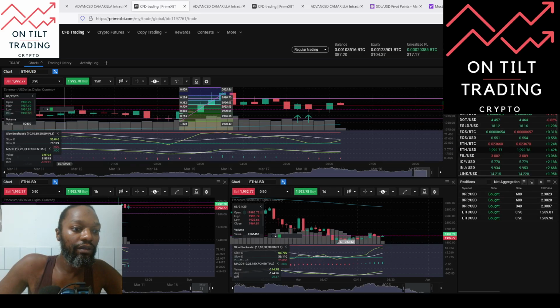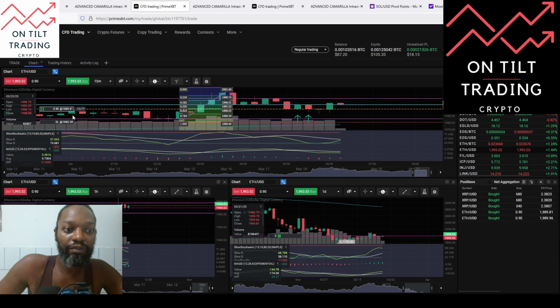And then we can get a look at my entries here: 1989.81, 1989.96. So about 15 cents apart on the entries. Same stop loss, same target. So we can see here this red line right here. This is my stop loss, 1980.38, which coincides just a couple cents below this candle here, which I'm saying initiated the price action that went above the R4 level.